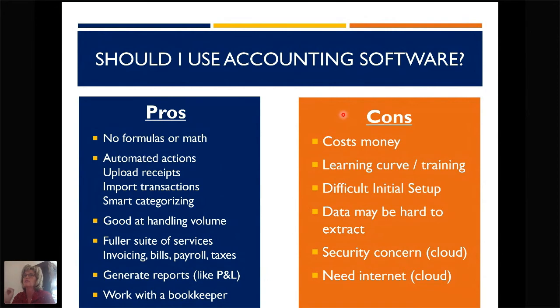Automated actions. You can upload your receipts. You can import transactions. It might automatically categorize things for you. So when I'm in Quicken, it memorizes certain places where I do business. So if I go to Home Depot, it's going to know what category I want that in. Oh, huge time savings, especially when you get busy, folks.